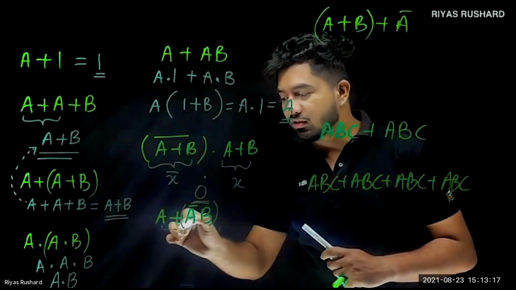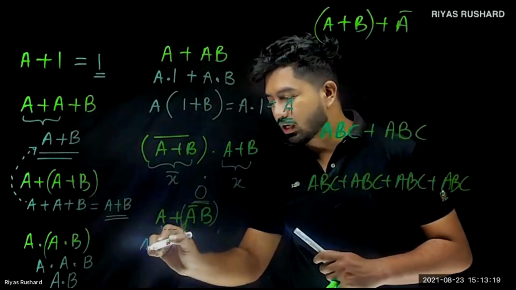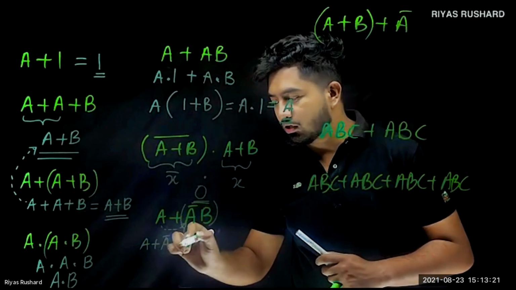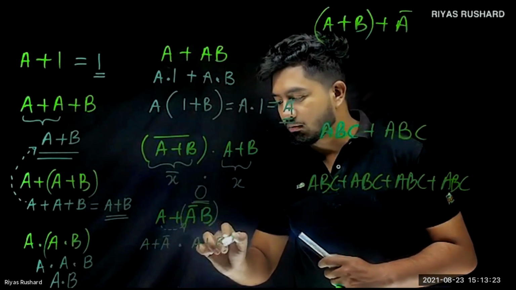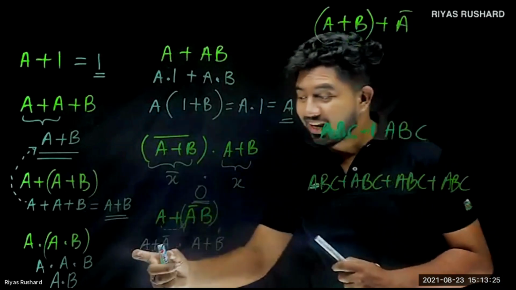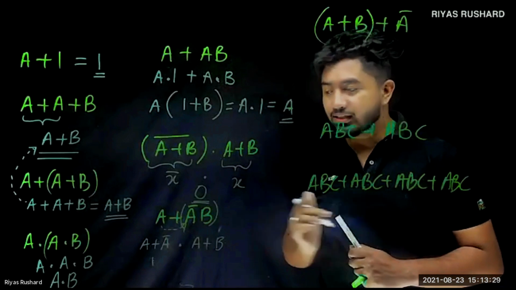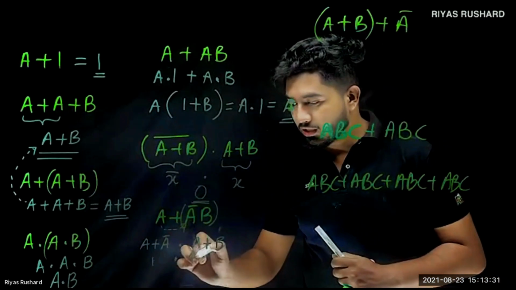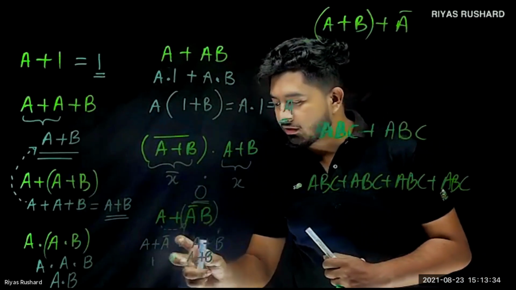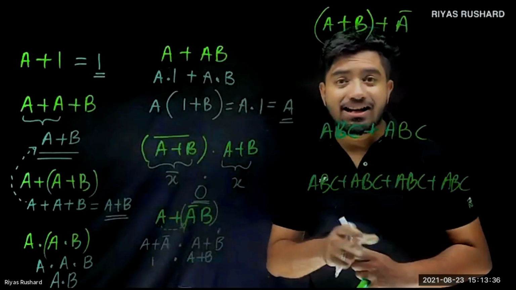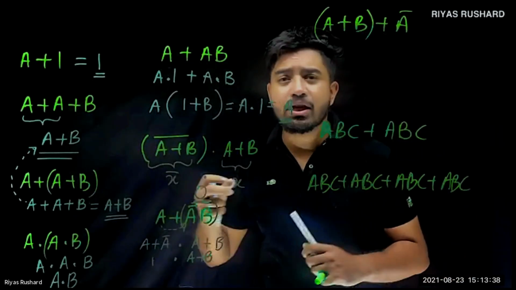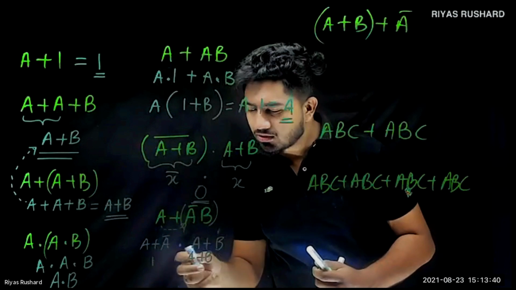So what do you basically do? You multiply: A plus A bar, dot, A plus B. A plus A bar is 1. So 1 dot A plus B. Anything you multiply by 1 is that answer. X dot 1 is X. B dot 1 is B. So A plus B dot 1 is A plus B.